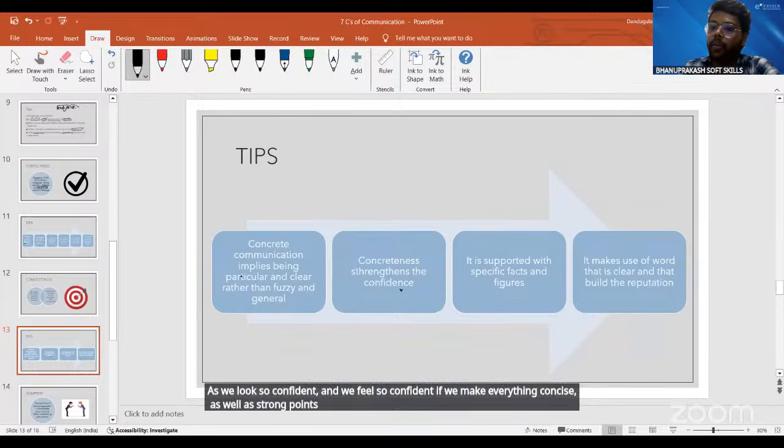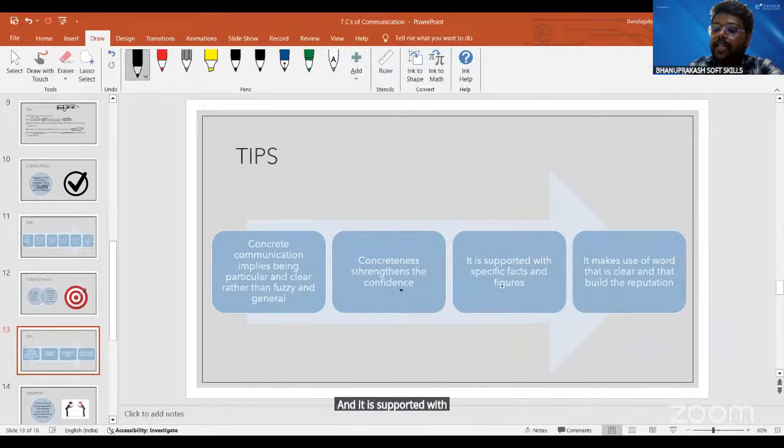And concreteness strengthens confidence. We look so confident and we feel so confident if we make everything concise as well as strong points. Like we normally know, I'm using the strong point here. So automatically we boost our confidence too if we are using strong points. And it is supported with specific facts and figures, and it makes use of vivid, that is clear, and builds the impression. So these are the tips that you can follow in concreteness.